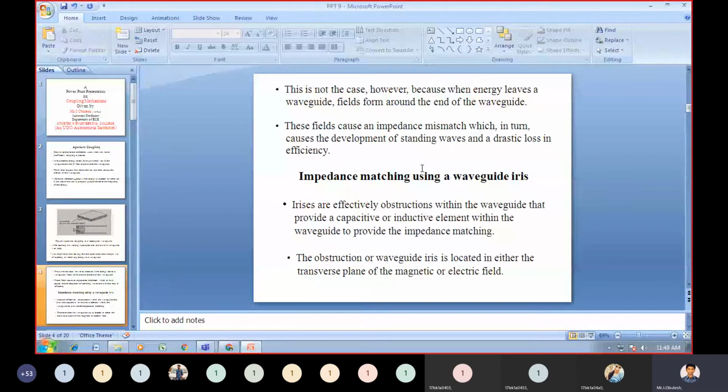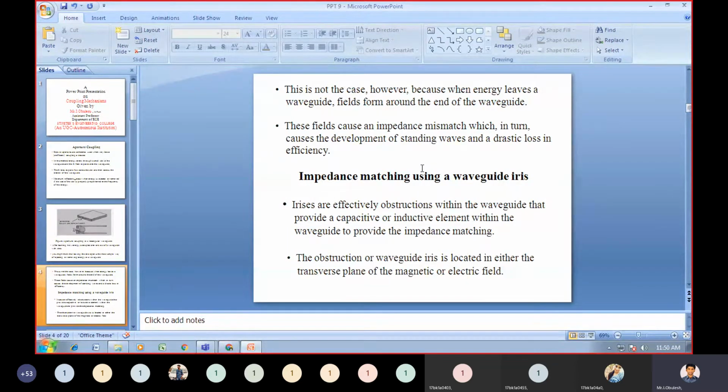So in the aperture coupling, we get one cause, that is impedance mismatching, which in turn leads to the development of the standing wave. So that will affect the losses in efficiency. If you want to overcome impedance mismatching, you need to use the waveguide irises. The irises are effectively obstructions within the waveguide that provide a capacitive or inductive element within the waveguide to provide the impedance matching.